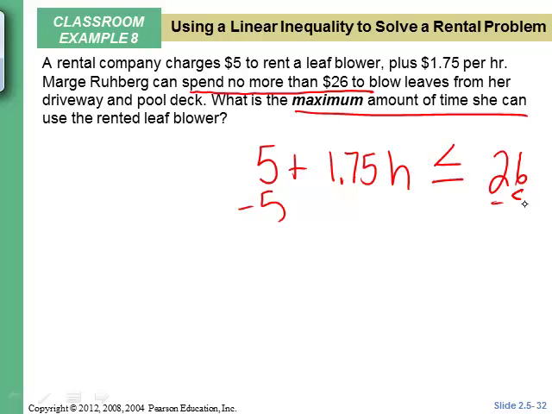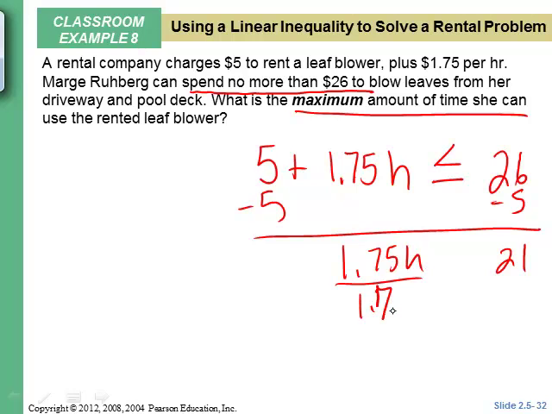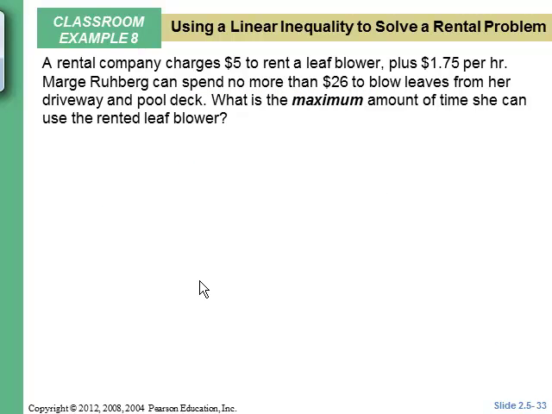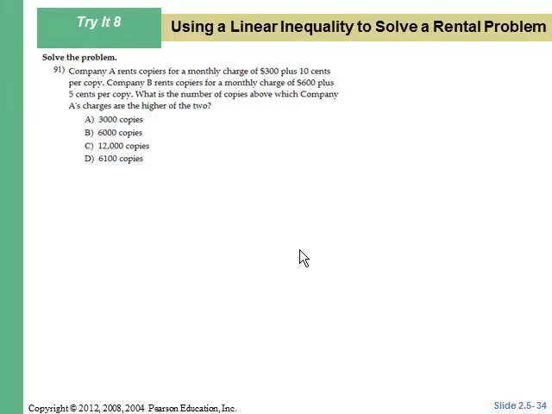Subtract 5 from each side. We get 21 is less than or equal to 1.75 h. Divide both sides by 1.75. H is less than or equal to 21 divided by 1.75 is 12. So the maximum amount of time she can rent it for is 12 hours. Okay, you do this one.